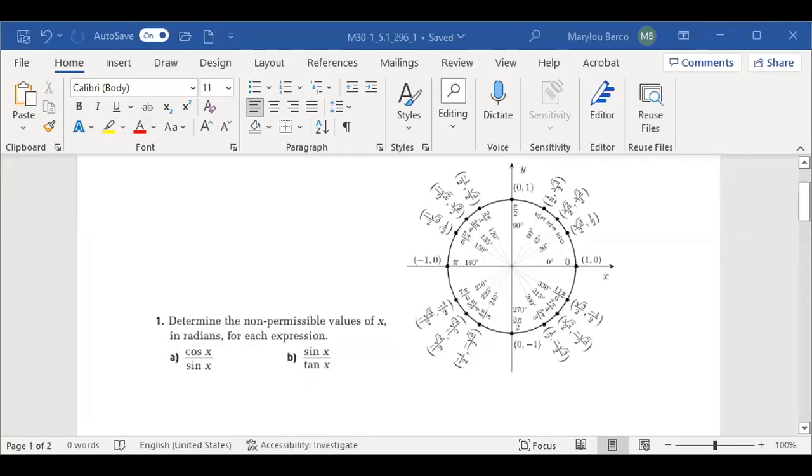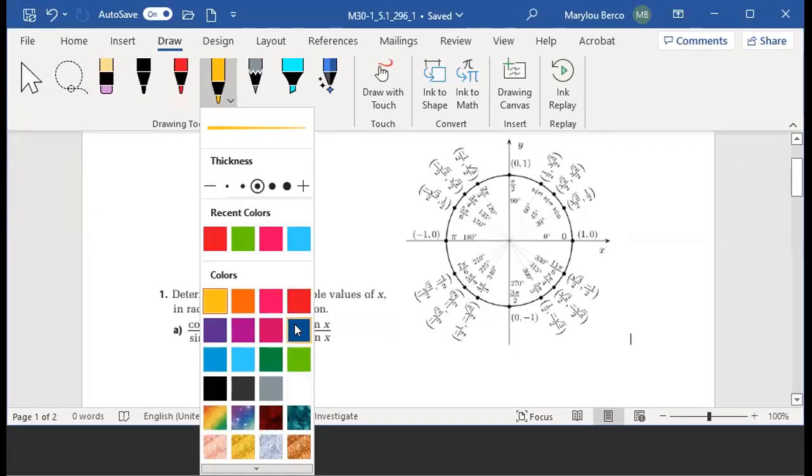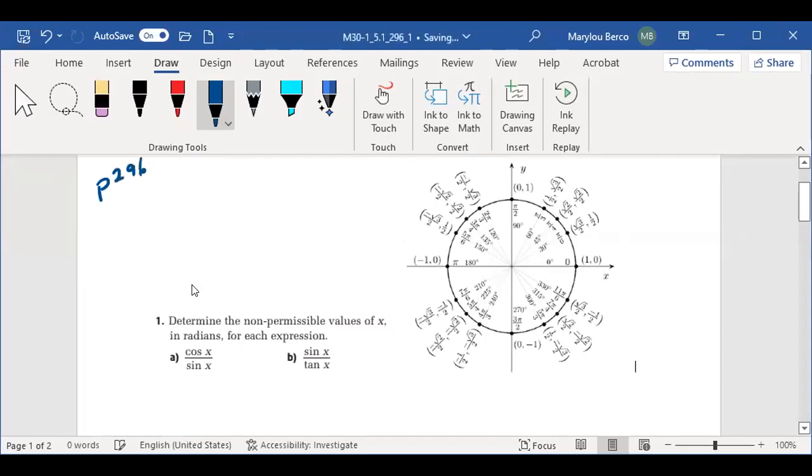Okay, let's take a look at number 1 on page 296. I have a unit circle here that hopefully you have memorized. The different techniques you could have used hopefully from the notes, videos provided, and patterns that you see in the unit circle. Determine the non-permissible values of x in radians for each expression.